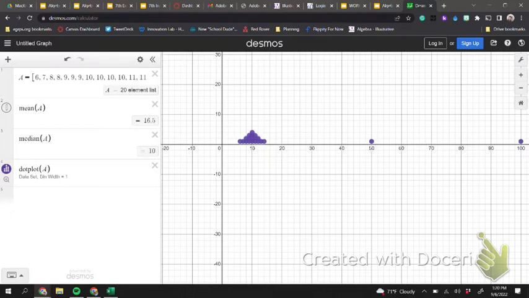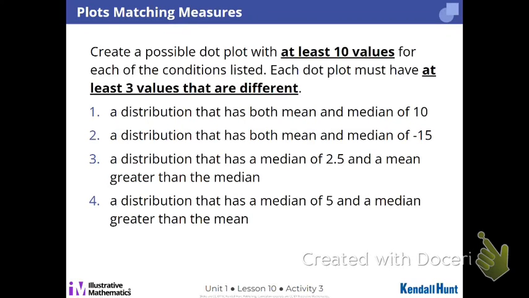So I'm going to give you a little practice with this. Let's see if I can do it from this computer. You and your partner, you're going to go through and make 4 different sets of data. Your sets need at least 10 items in them, and you need at least 3 different numbers. So, for example, for number 1, if you need a mean and median of 10, you just can't have 10, 10, 10, 10, 10, 10, 10, 10, 10, 10. That would have a mean and a median of 10. But you have to have at least 3 different numbers in your set.